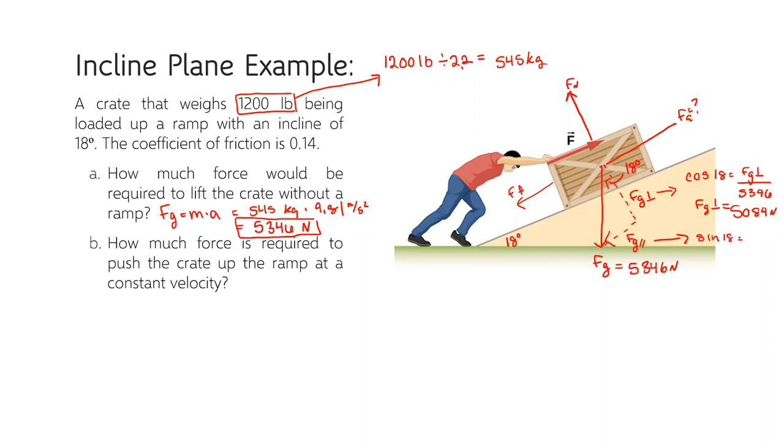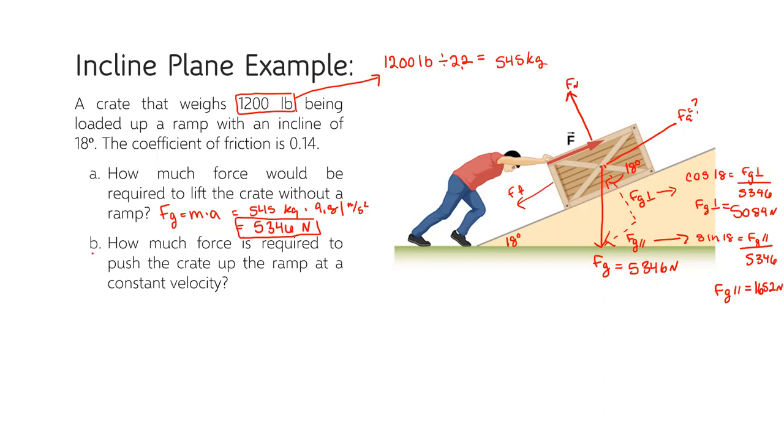If we want the parallel force of gravity, it's the opposite side, so it's going to use sine. So the sine of 18 is the force of gravity parallel, that's the force that's pulling it down the ramp, divided by 5,346, and the force of gravity parallel is equal to, let me see here, 1,652. Okay, so we have all of our pieces here.